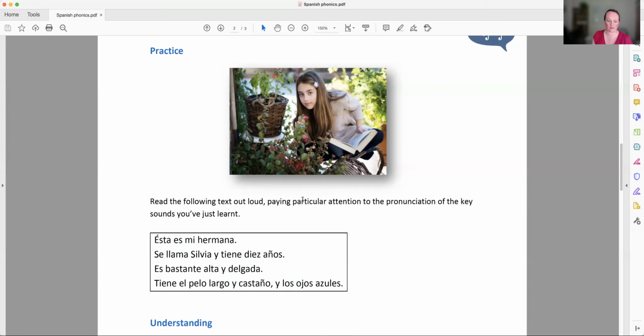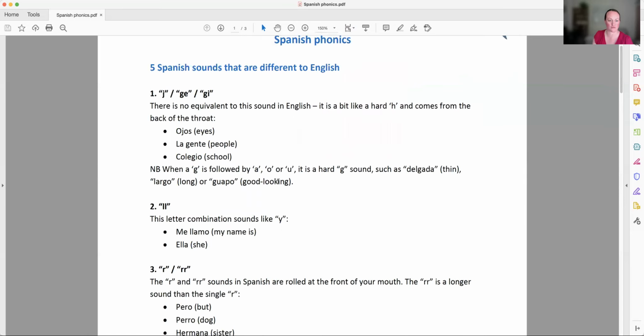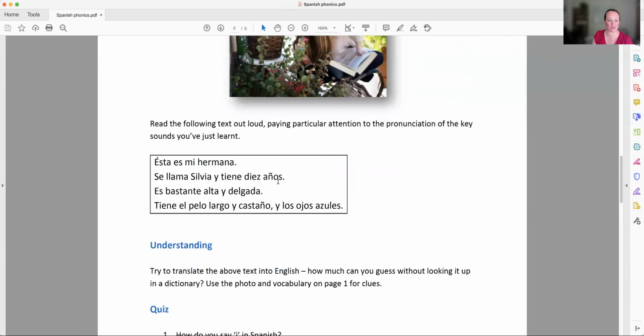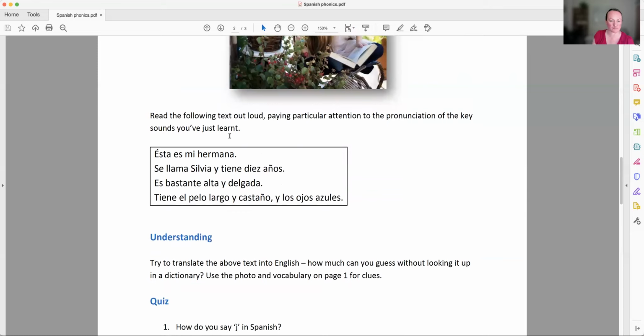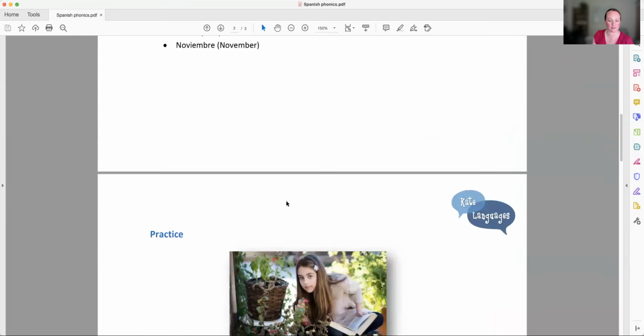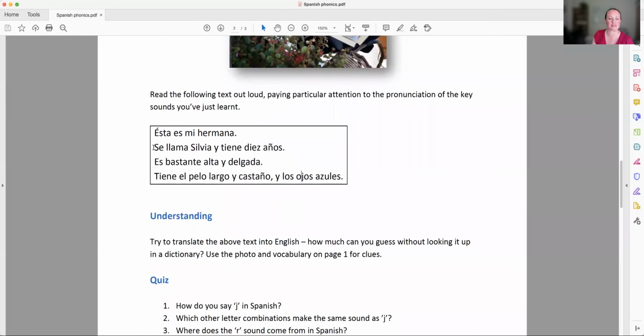So if we go through it in a bit more detail and look at the different sounds that we've just been talking about. So first of all, the ch sound. Let's see where we've got the ch sound in here. Right at the end here, ojos. Ojos, that's the only example we've got there with the ch sound. So los ojos azules, ojos. The next sound we had was double L. And again, we've only got one example of this. So se llama, se llama.